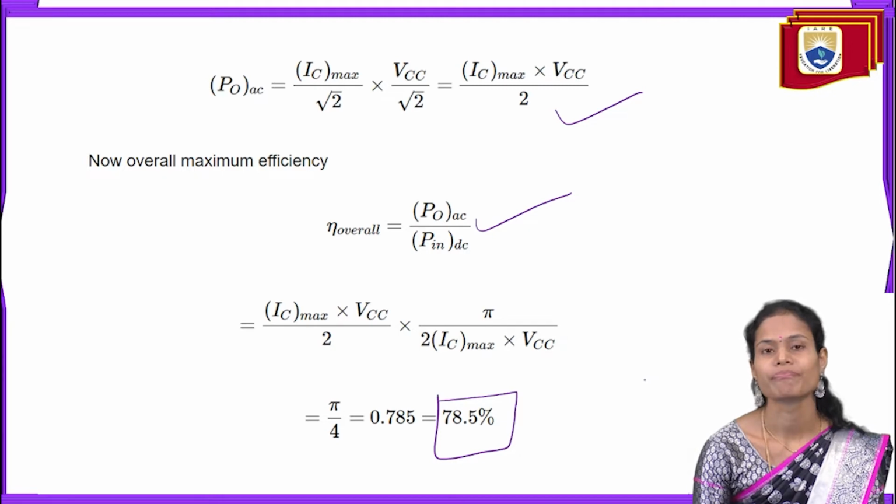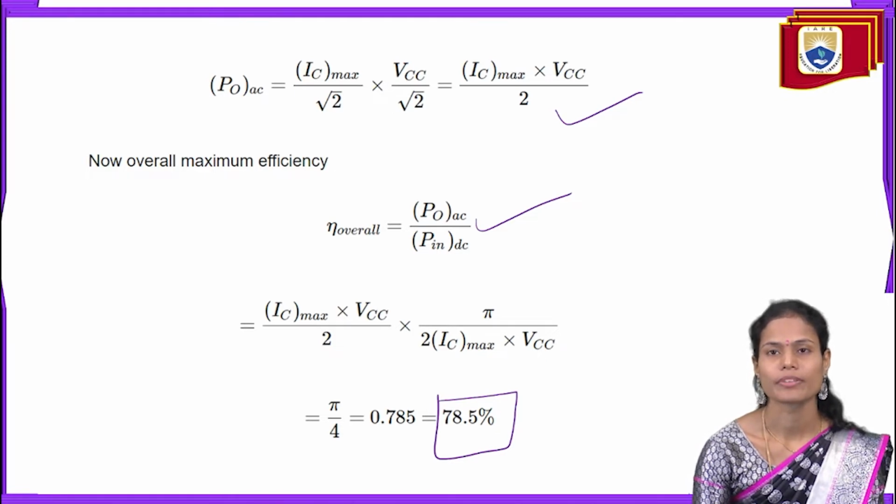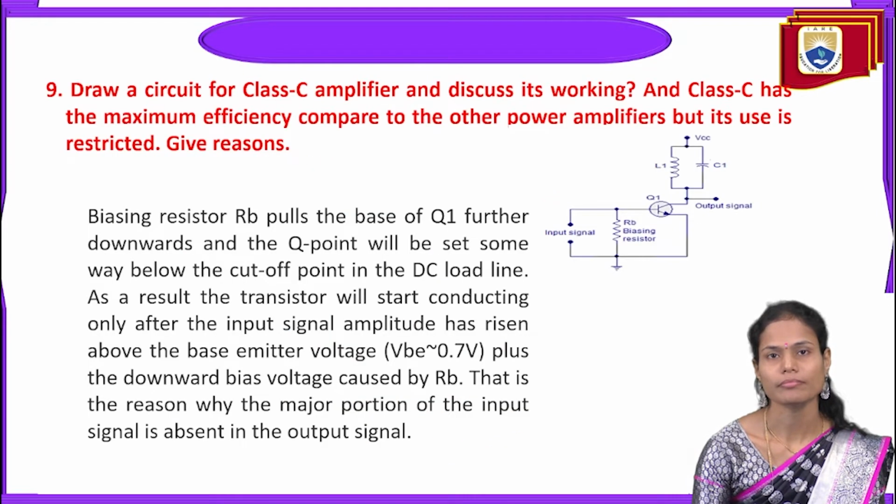For each and every point, the construction, operation and the efficiency calculation, we have to explain in detail for the given question. And next, draw a circuit for class C amplifier and discuss its working. Class C has the maximum efficiency compared to the other power amplifiers, but its use is restricted. Give reasons. So this is the class C power amplifier. The construction and operation of class C amplifier we need to explain in detail.